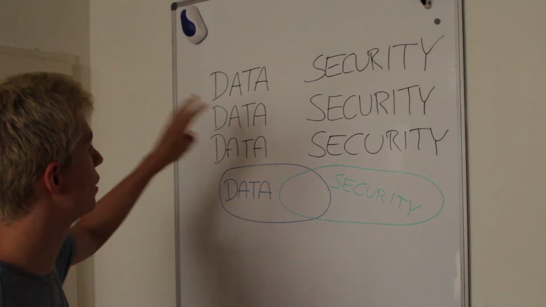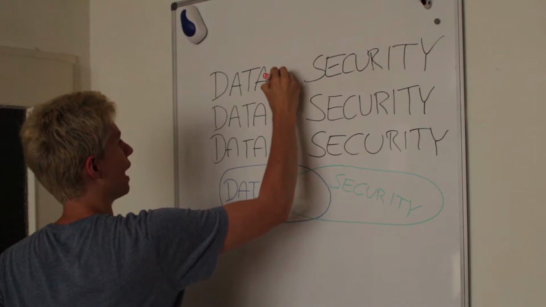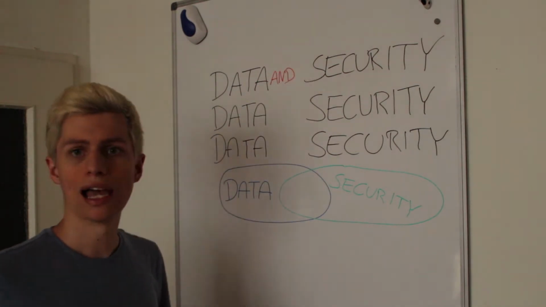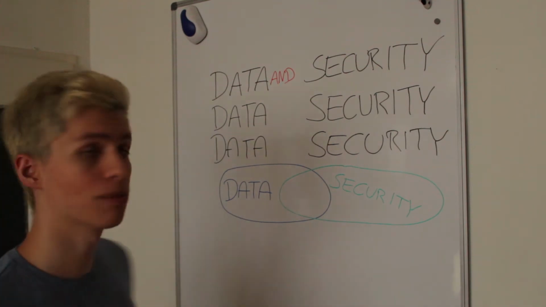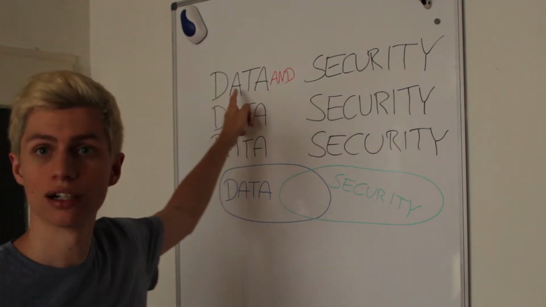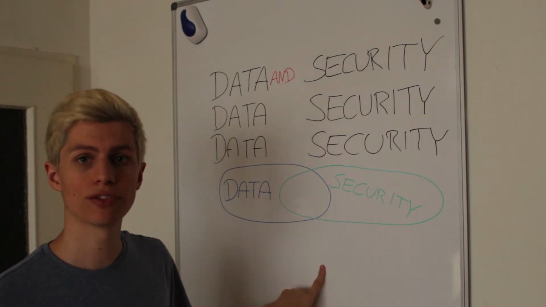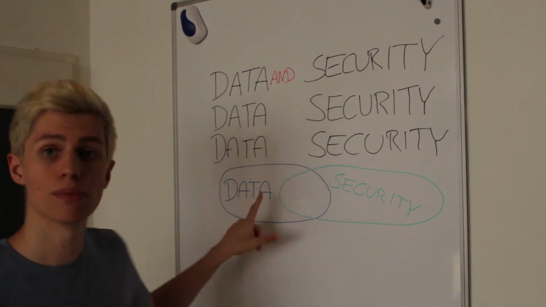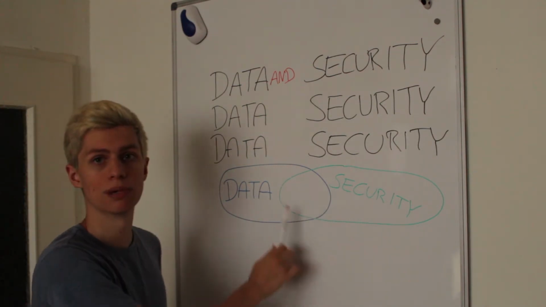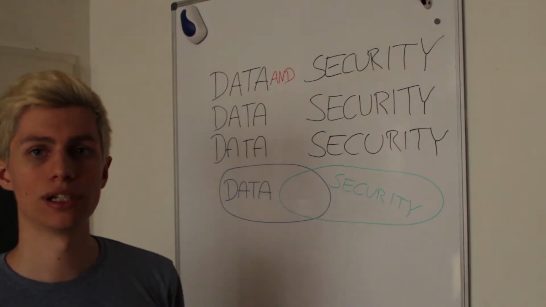So if you put in data security just like this, the function here would be AND, which means that what it would look for is documents that include data and security, both terms. So in this little graph down here with data in blue and security in green, the documents it would show us would be those in the middle here. Only the documents that include both data and security.